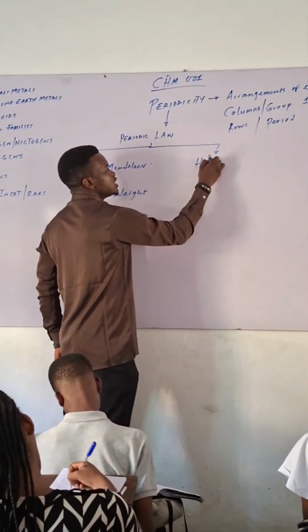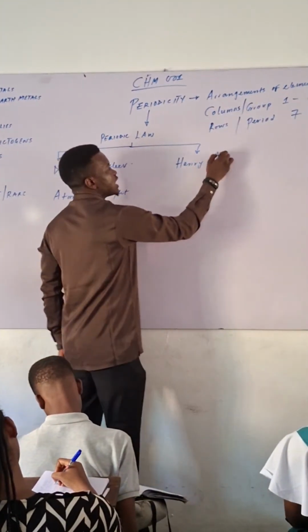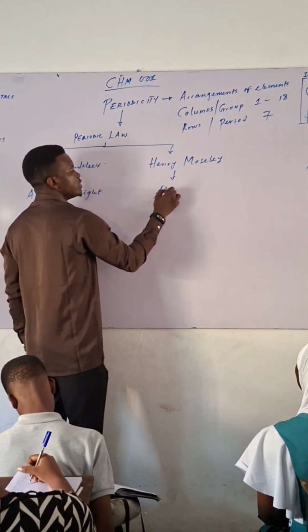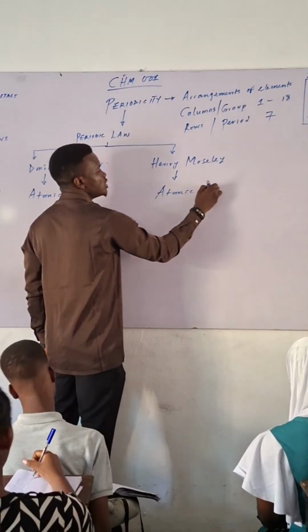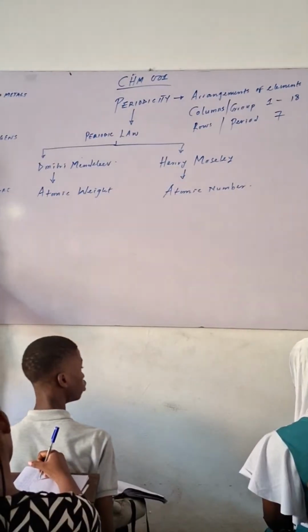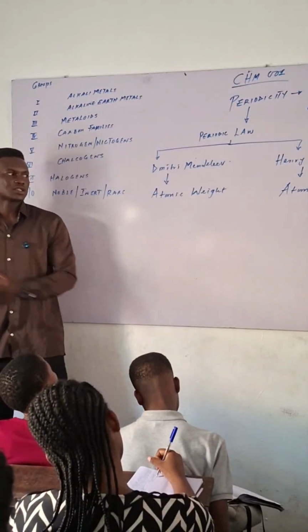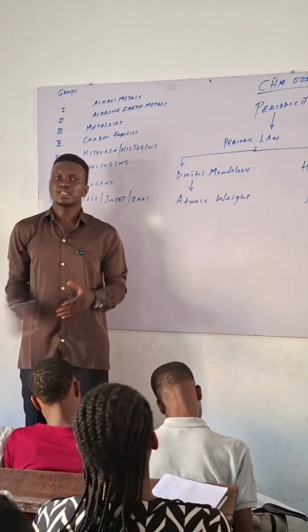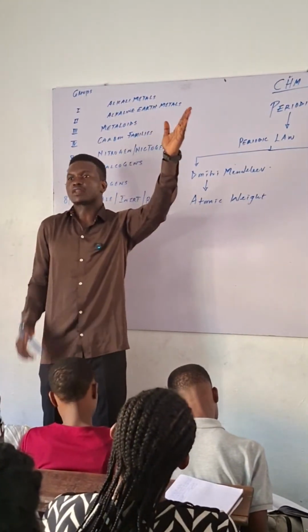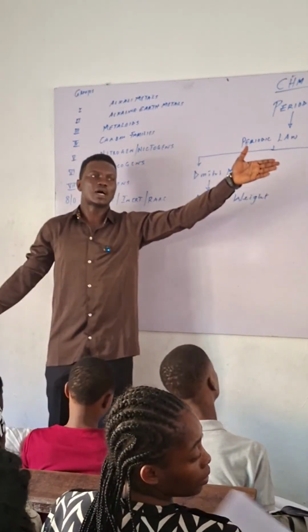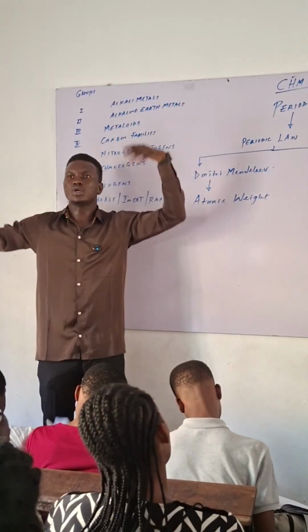Then someone arranged the elements in order of increasing atomic number, and that person is called Henry Moseley. Is that taken? When you go and check, you will see that the elements are arranged in order of increasing atomic number. Hydrogen, atomic number 1. Helium, atomic number 2. Lithium, atomic number 3. And so on and so forth.